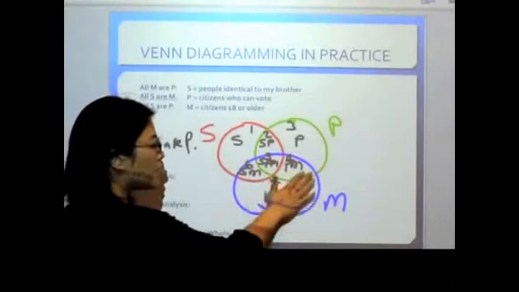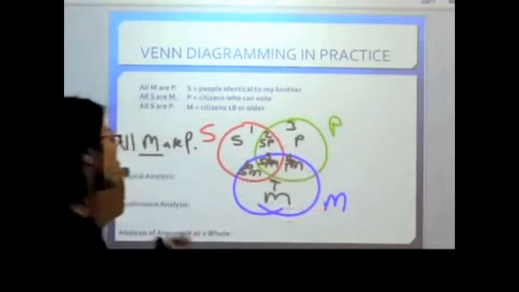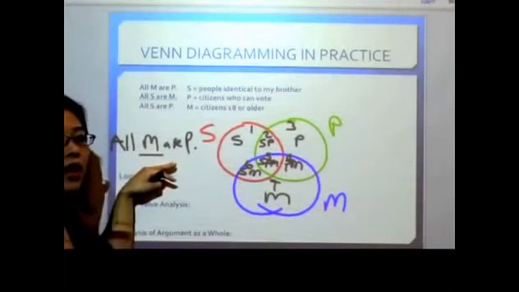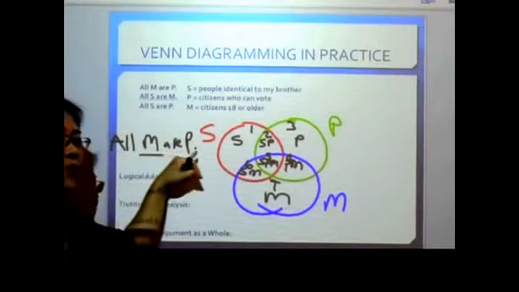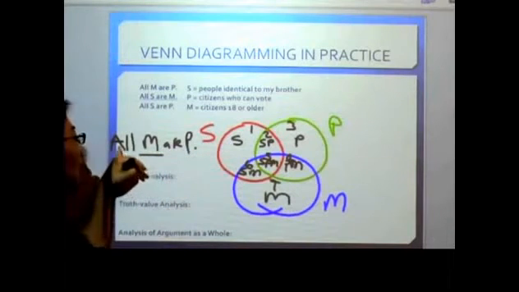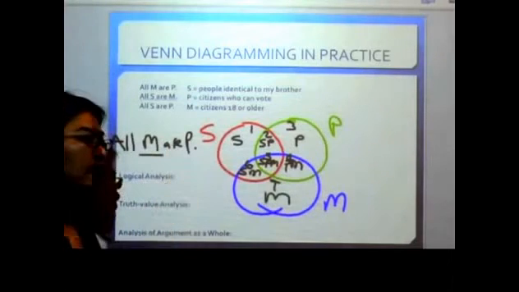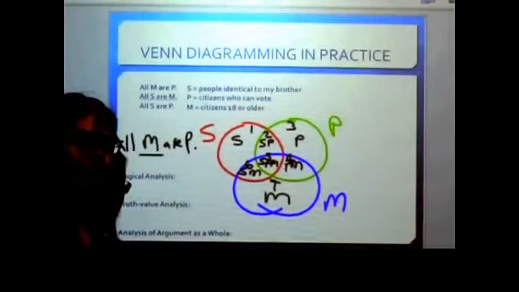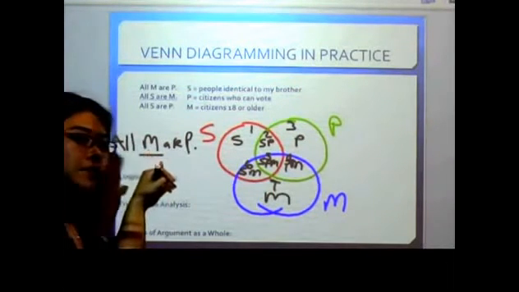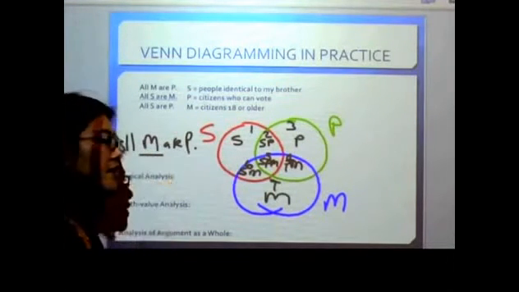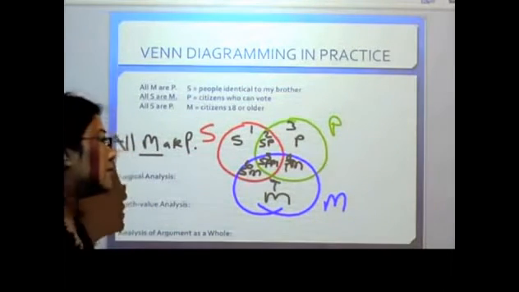But in any case, it's still going to be inside the M circle because this is the subject term of the statement that we are diagramming. Now this statement says all M are P. So it's saying that all those things that are M's are also P's. What does not exist according to that statement are those things that are M's but not P's. And this is what we want to shade away as not possibly existing.